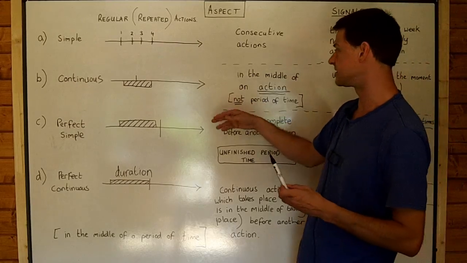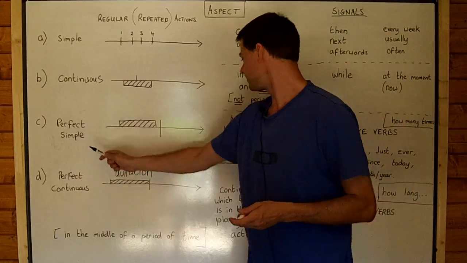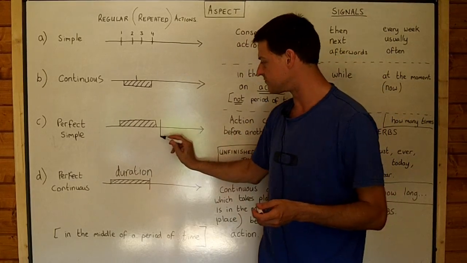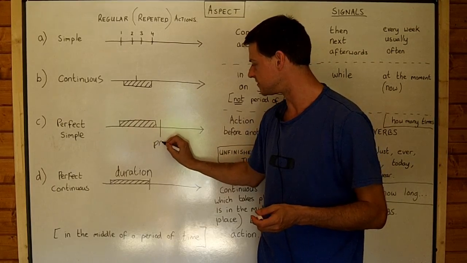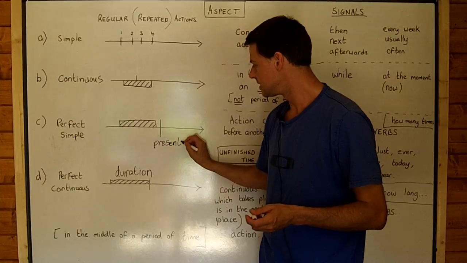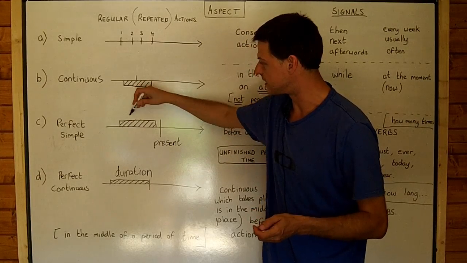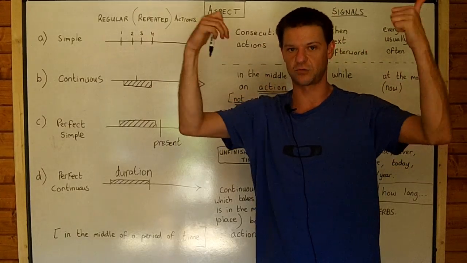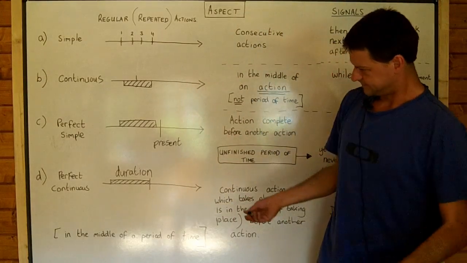Past continuous or present continuous, you're in the middle of the action. Okay, perfect simple is for actions which are complete before other actions. Here's the other action here. Now, if we're talking about present perfect simple, this is the present moment. And this is the one you say, I have already done my homework. It's happened before the present moment. Yeah, and you have it now. That's why we use the present perfect simple and not past simple.